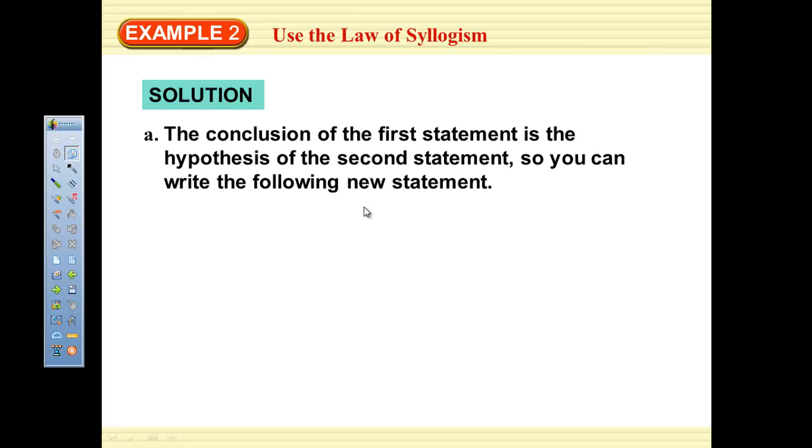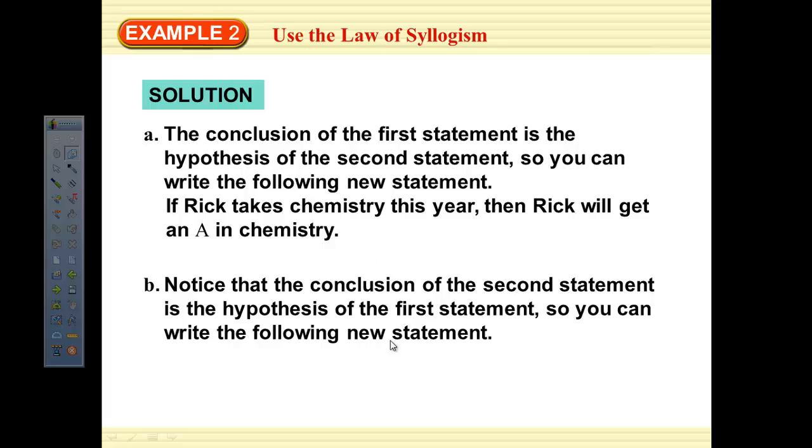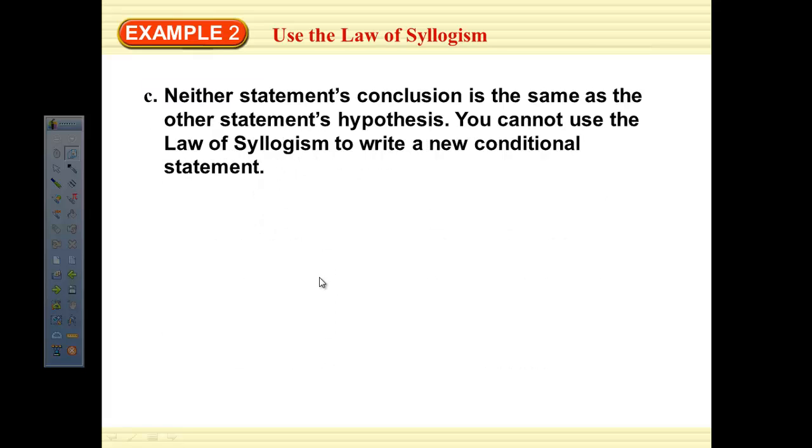So let's take a look. For the first one again, it all matches. The statement would be, if Rick takes chemistry, then Rick will get an A. For the next one, we notice that it matches up, and we would say the first part leads to the last part. And for this last one, it says neither statement's conclusion is the same as the other's hypothesis. Therefore, in this case, we cannot use the law of syllogism.